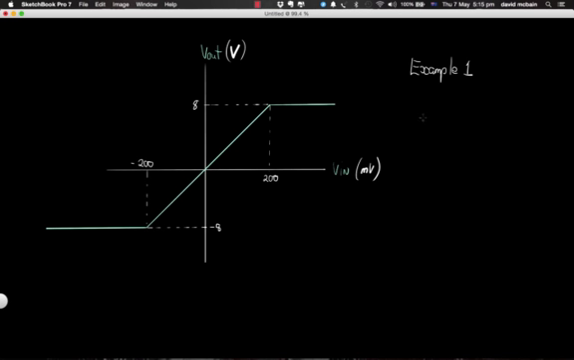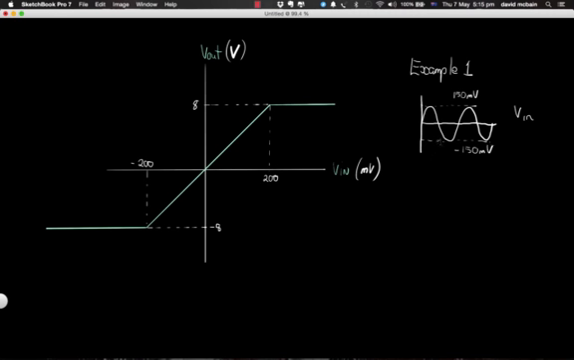The first example will have a sine wave going in, and I'll draw a little mini graph of it. So there's our input voltage going in. This is our input voltage, or V in. And let's say its peak value is 150 millivolts, and its minimum value is negative 150 millivolts.